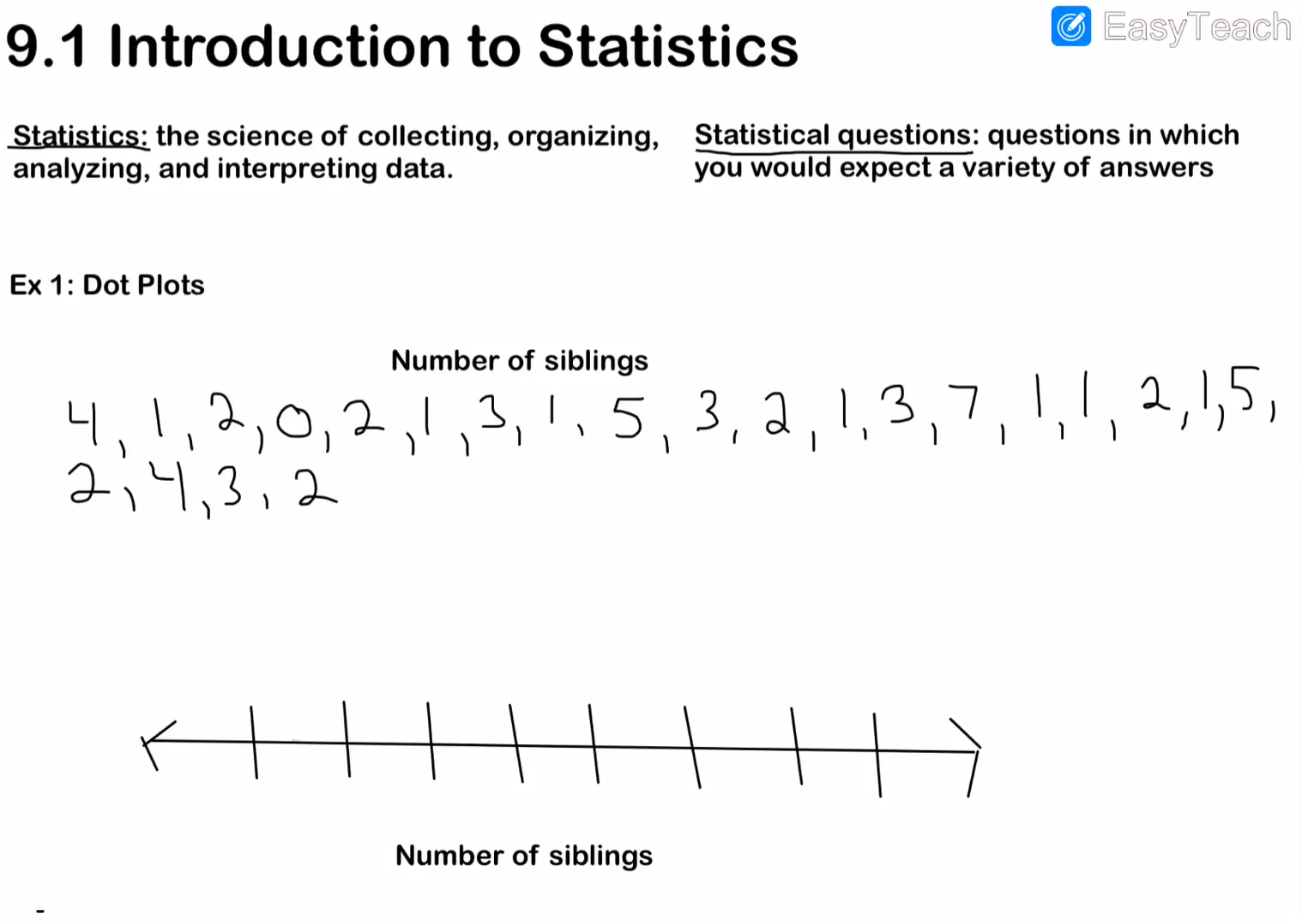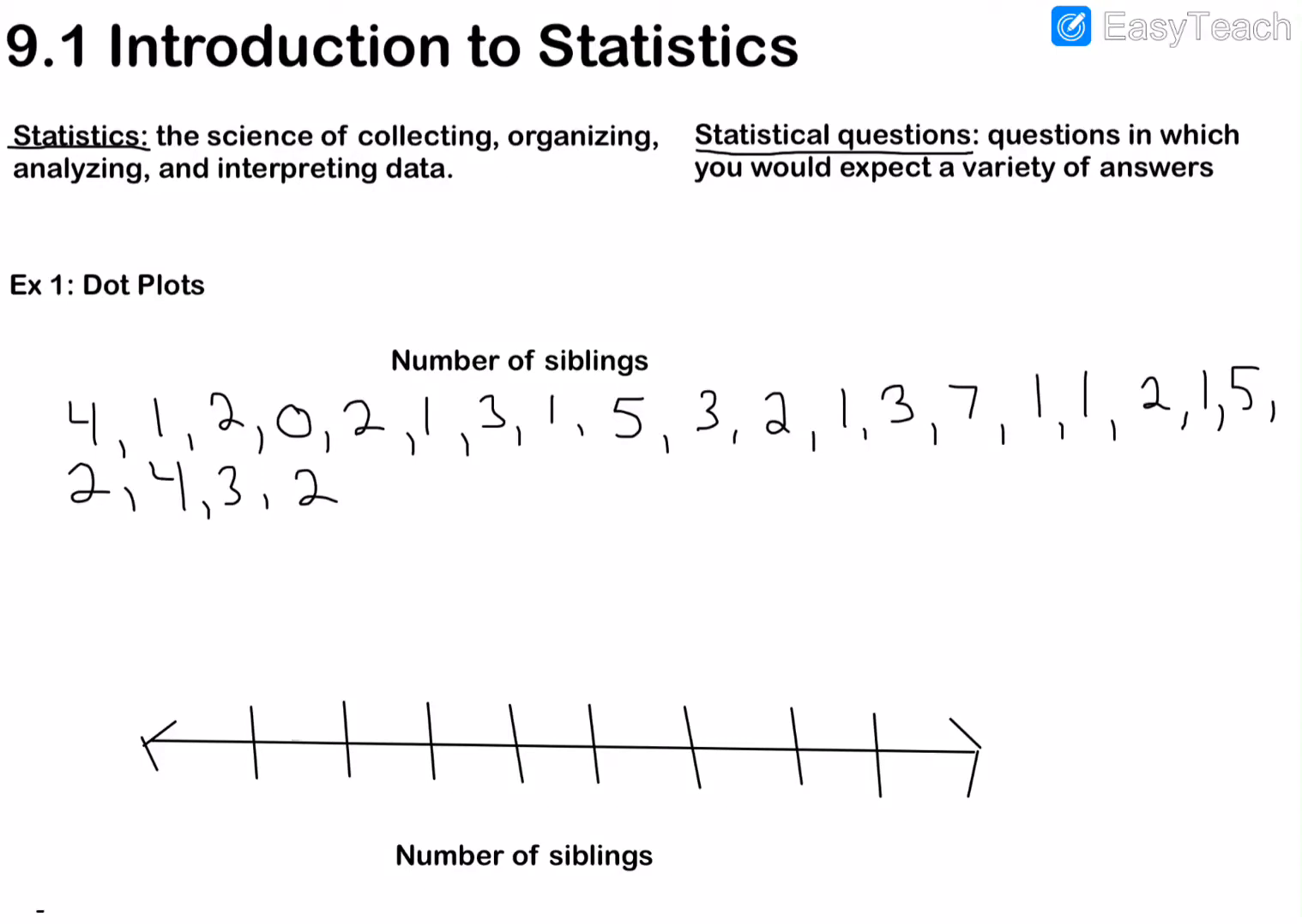I believe that's 23. 1, 2, 3, 4, 5, 6, 7, 8, 9, 10, 11, 12, 13, 14, 15, 16, 17, 18, 19, 20, 21, 22, 23. Okay, yes. So imagine you ask 23 people or 23 friends how many siblings they have, and this is the answers you received. So you should have 23 answers.